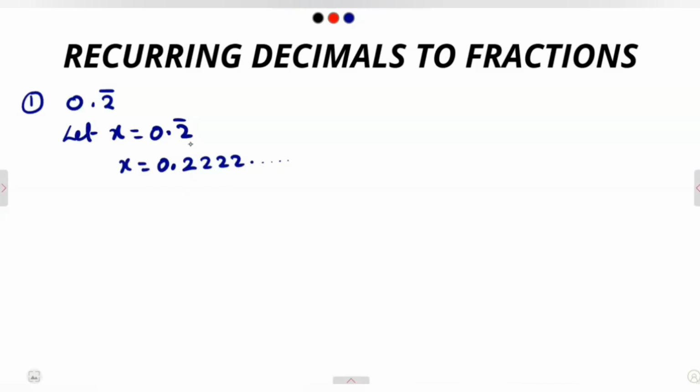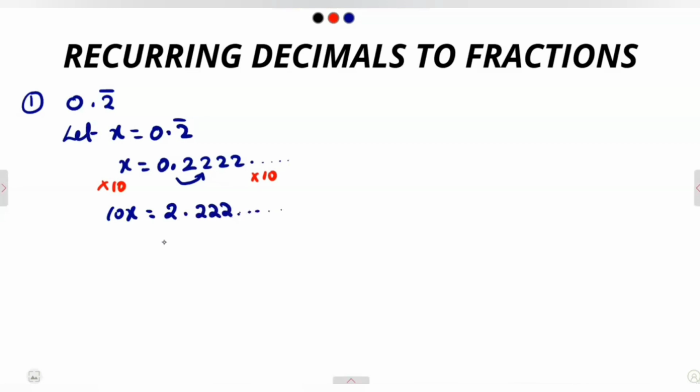So here only one digit is repeating. The bar is over only one digit. So if only one digit is repeating, multiply both sides by 10. If two digits are repeating, you can multiply both sides by 100. So 10 into x gives you 10x, and if you multiply any decimal number by 10, the point moves one digit to the right. So the number becomes 2.222 and so on.